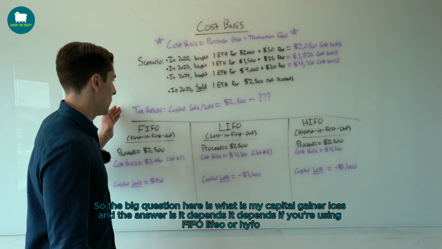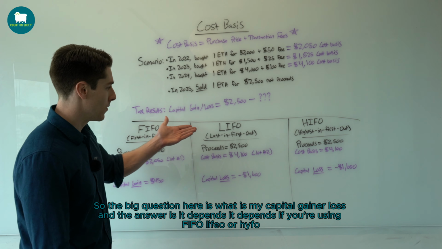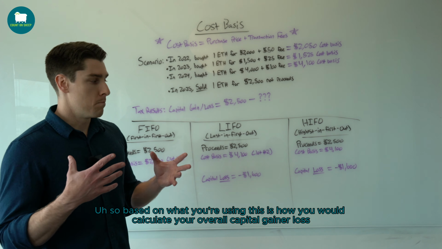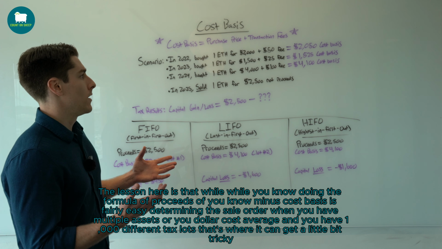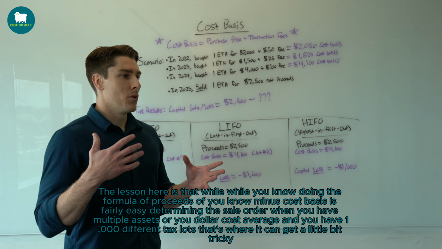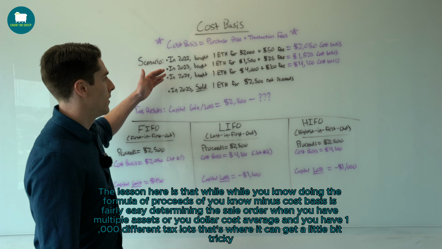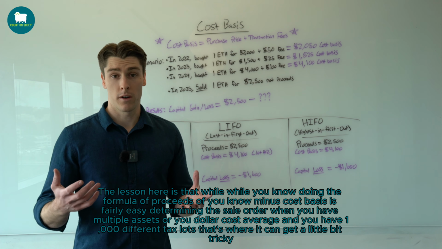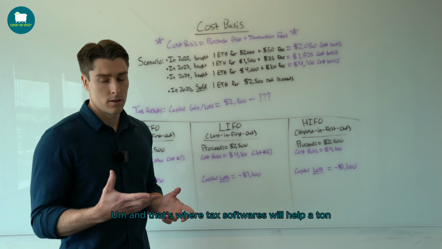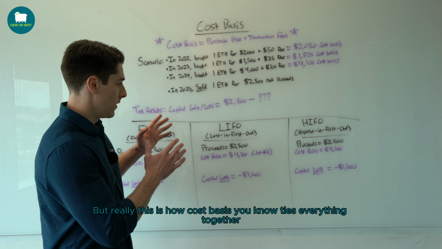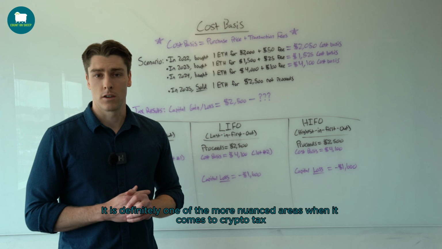So the big question here is, what is my capital gain or loss? And the answer is, it depends. It depends if you're using FIFO, LIFO, or HIFO. So based on what you're using, this is how you would calculate your overall capital gain or loss. The lesson here is that while doing the formula of proceeds minus cost basis is fairly easy, determining the sale order when you have multiple assets or you dollar cost average and you have 1,000 different tax lots, that's where it can get a little bit tricky, and that's where tax software will help a ton. But really, this is how cost basis ties everything together.